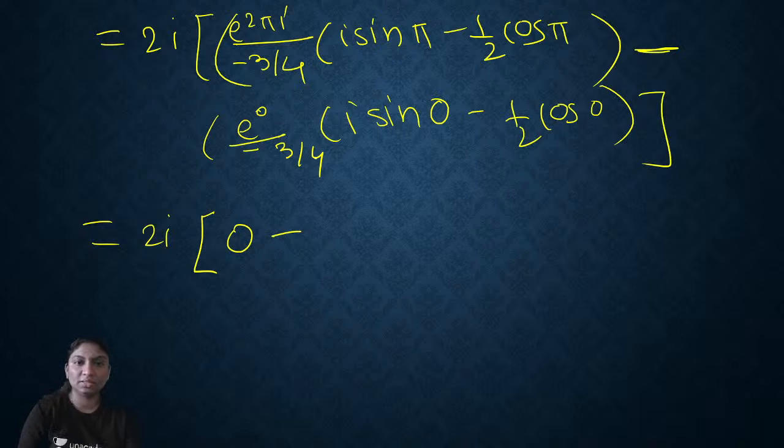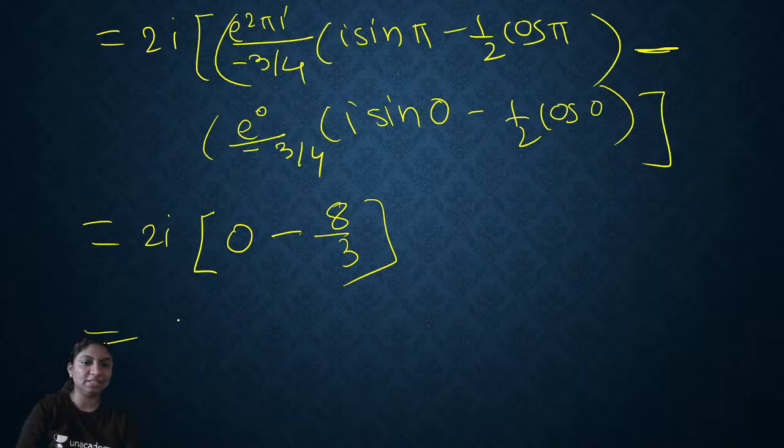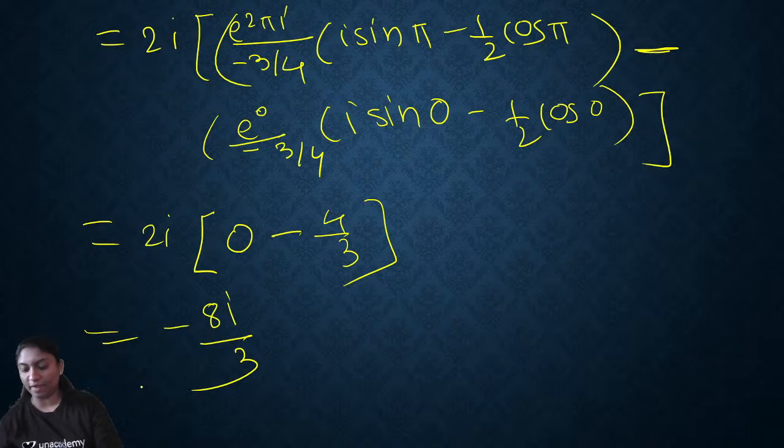So 0 minus, now minus of 3/4, so this becomes -4/3. So 0, sin 0 is 0, this minus and this minus becomes plus, and this minus again minus. So cos 0 is 1, so this becomes -4/3, so -2/3, -8/3. So 2i into -8/3, so -4/3 into this, so this becomes -8i/3. So this is your final answer.